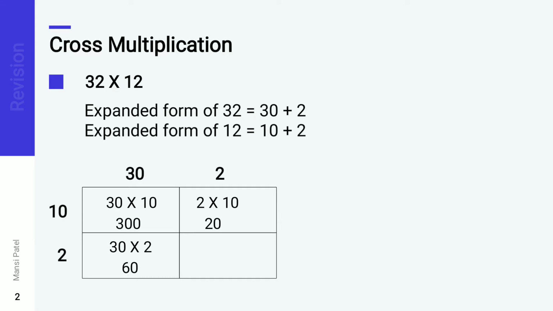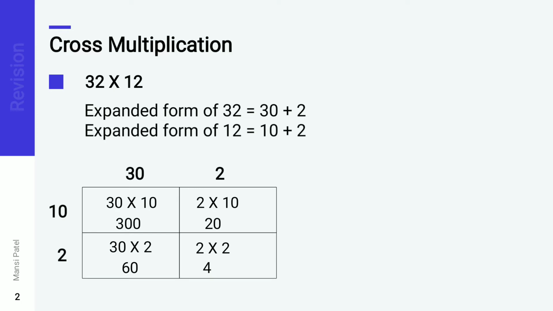Now in the last box, you take one number from the row and another number from the column. So on both sides there was the number 2. So in the last box, we have to do the multiplication of 2 multiplied by 2. So 2 2s are 4.